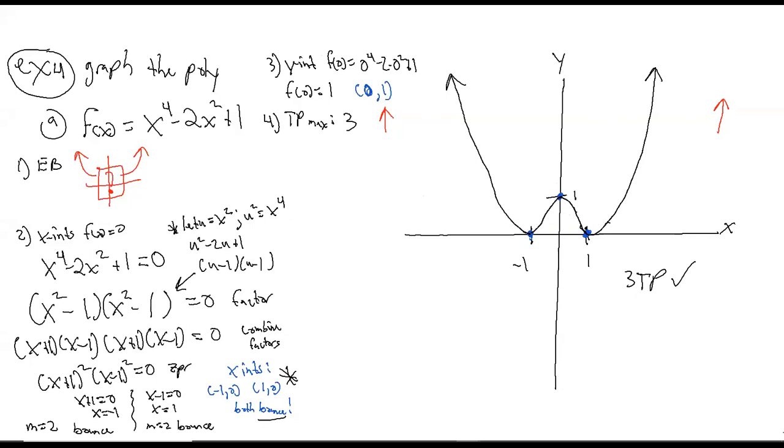Let's try another one. Let's go with, and I want to make this one a little more fun, x plus 3 squared times x minus 5 times x plus 4 to the 2nd power.